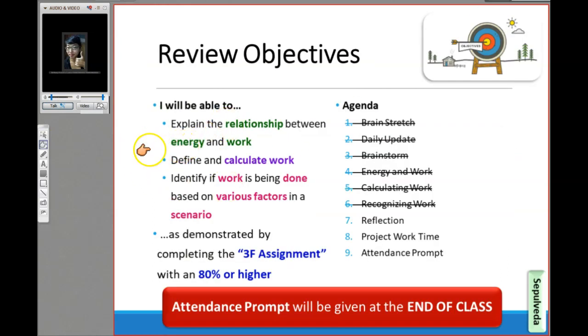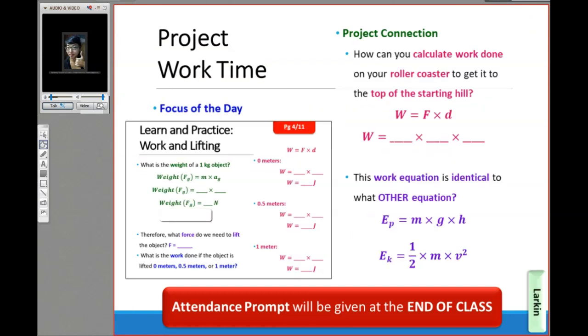Perfect. All right, so today we talked about energy and work. Let's go ahead and talk really quickly about the project. So we talked about how you can calculate the weight of an object using mass times gravity, and then you can take that force that you would need to lift that weight of the object and multiply it by distance or displacement in order to find work. So we're going to go ahead and apply this to our roller coaster really quickly.